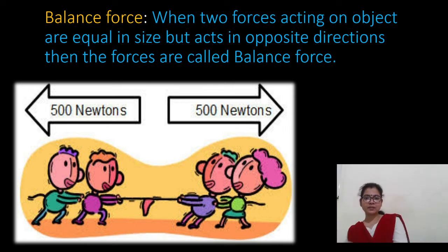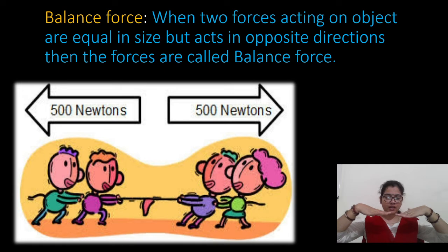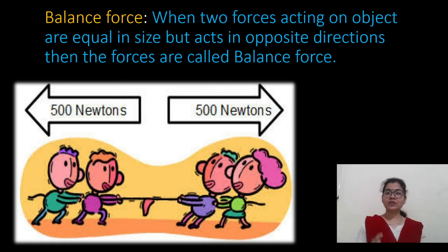These people are applying 500 newton force, and these people are also applying 500 newton force. So the forces are equal. So no net movement will take place because the net effective force here is 0. So it is an example of balanced force.